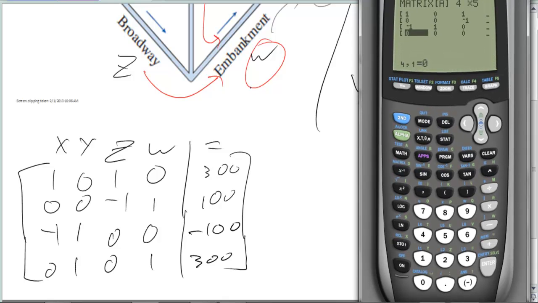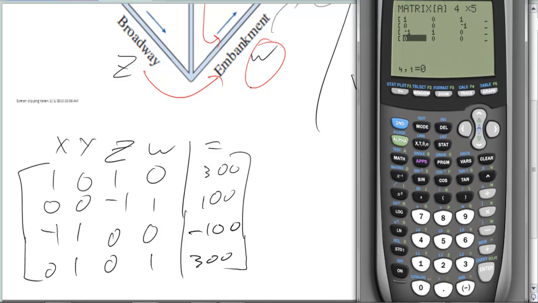I just realized part of this may be off the screen. I apologize for that. Let me see if I can scoot this down a little bit more. Maybe that makes it a little easier. Okay, then the last row, 0, 1, 0, 1, 300.